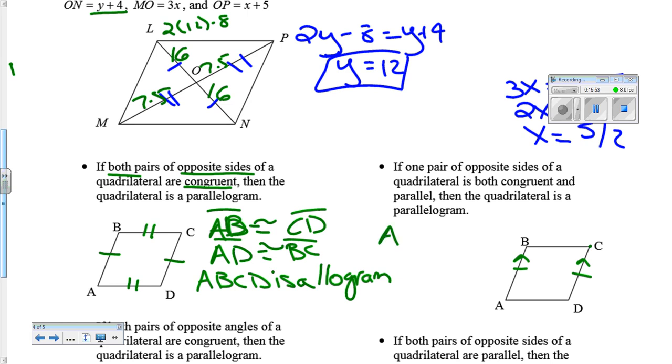So if you can tell me that AB is parallel to CD and AB is congruent to CD, or you could insert the other two. You could say BC and AD. That's fine, as long as one pair. Then you can conclude it's a parallelogram.